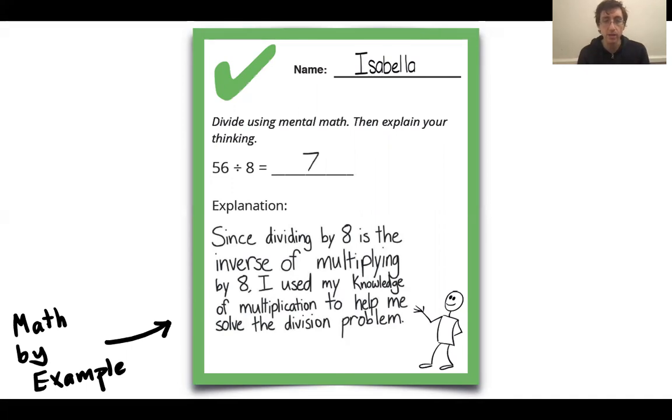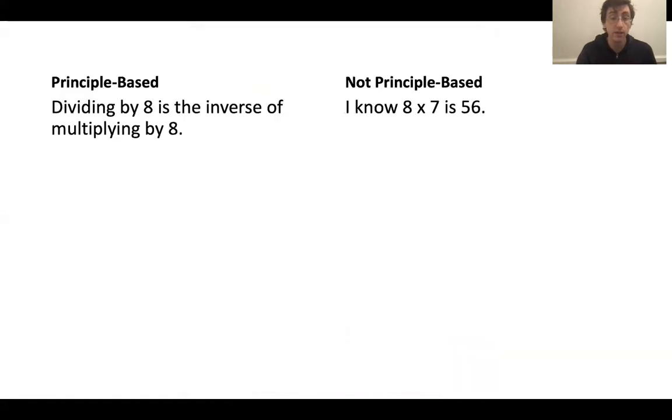Since dividing by 8 is the inverse of multiplying by 8, I use my knowledge of multiplication to help me solve the division problem. We might pause here and ask whether that's principled. I think it is. I think it's totally principled because it connects the specific numbers in this case to a widely applicable principle. So let me articulate that. Dividing by 8 is the inverse of multiplying by 8. That is a widely applicable principle that it will be useful for a student to apply in many other cases from algebra on up.